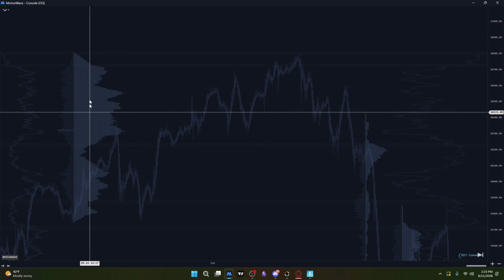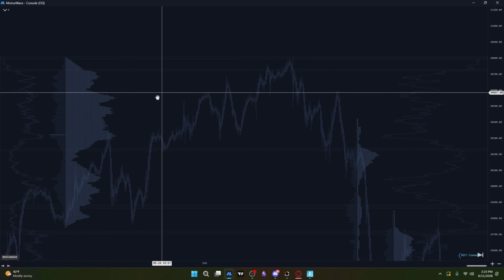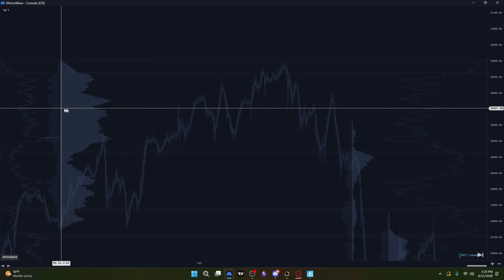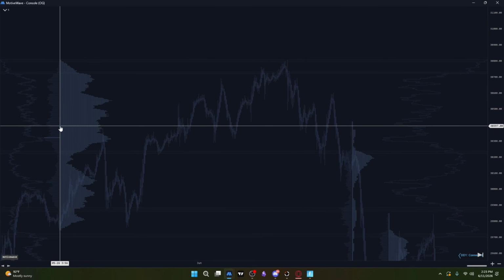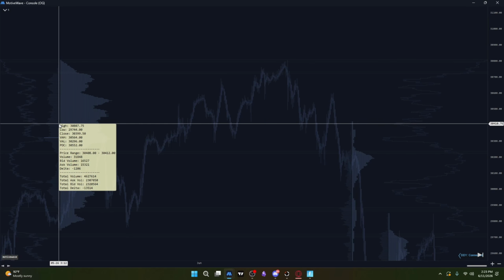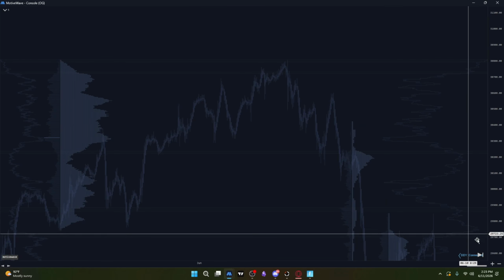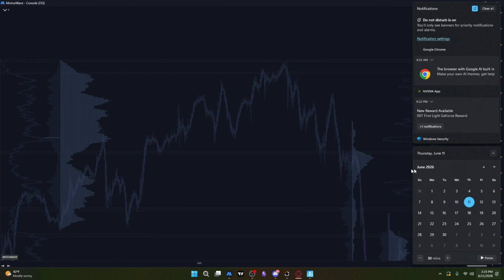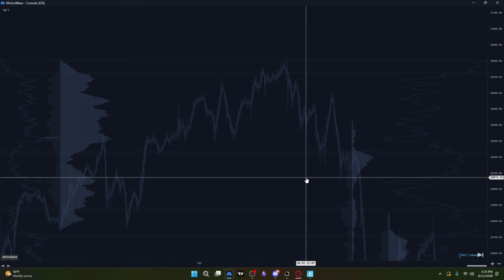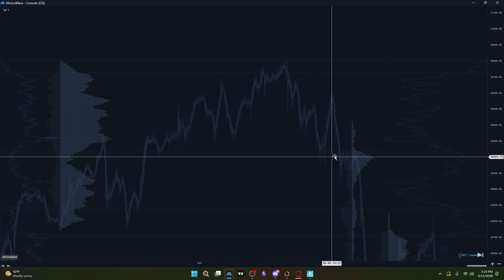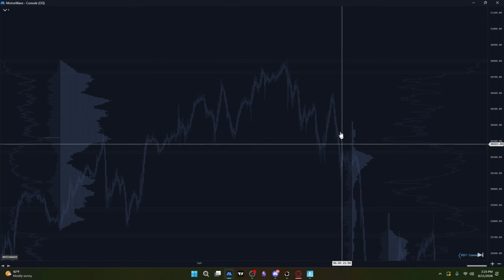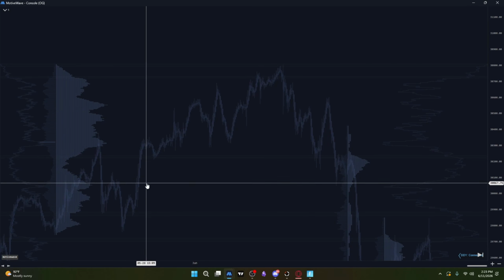Okay, my levels are marked out. We have this TPO composite of probably a week, March 20 or April. Wait, what month are we in? June, May. So May 26th. So like a week or two.